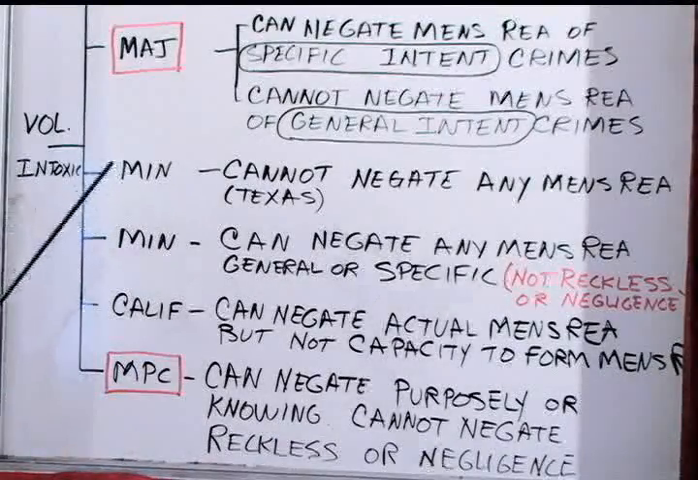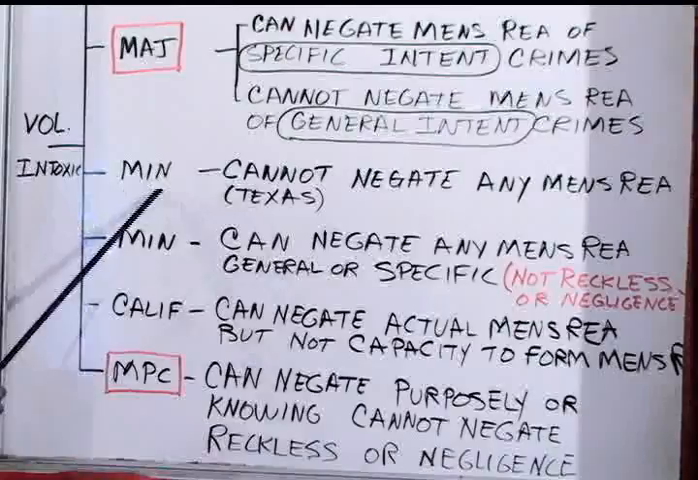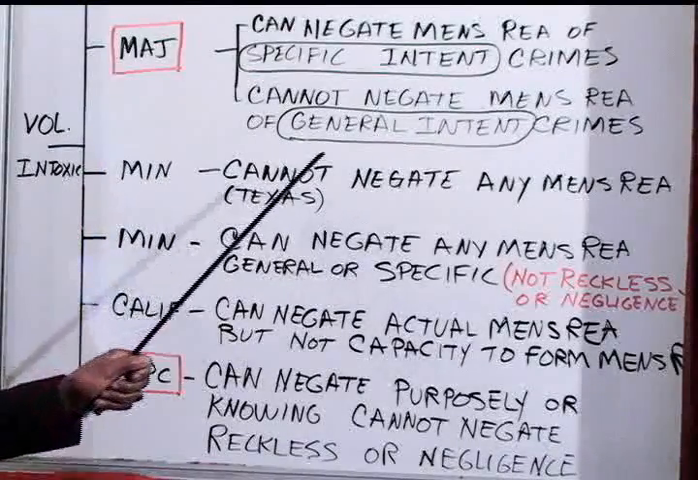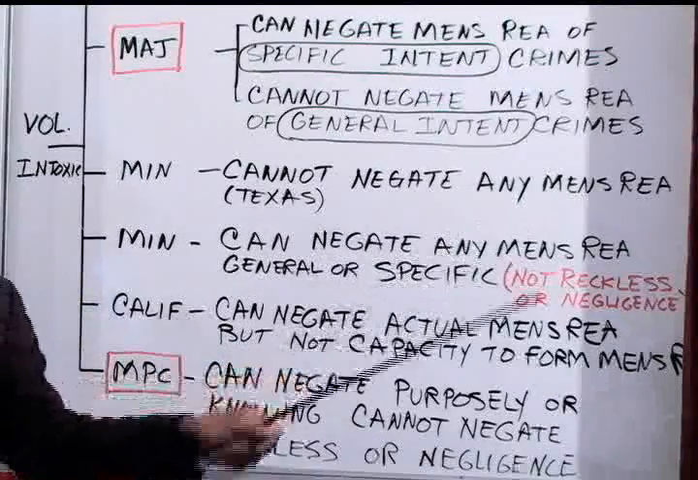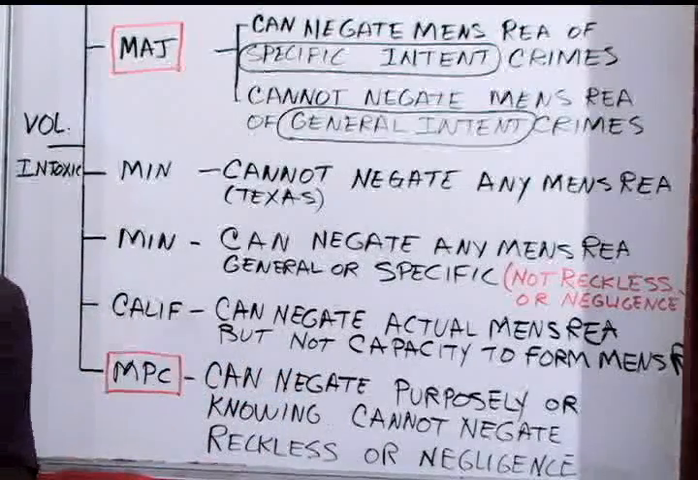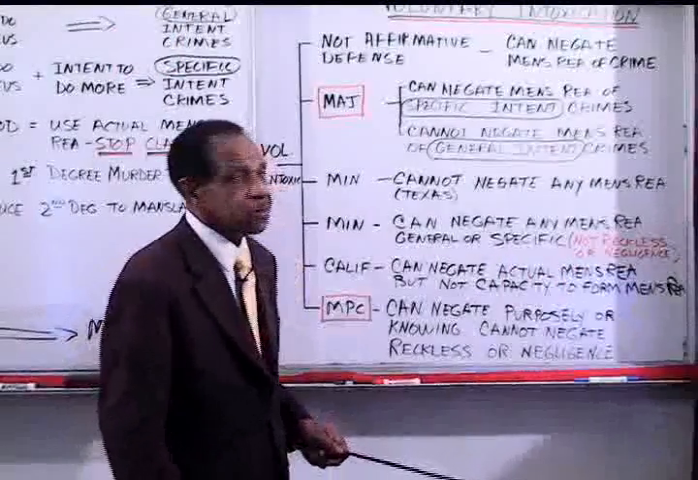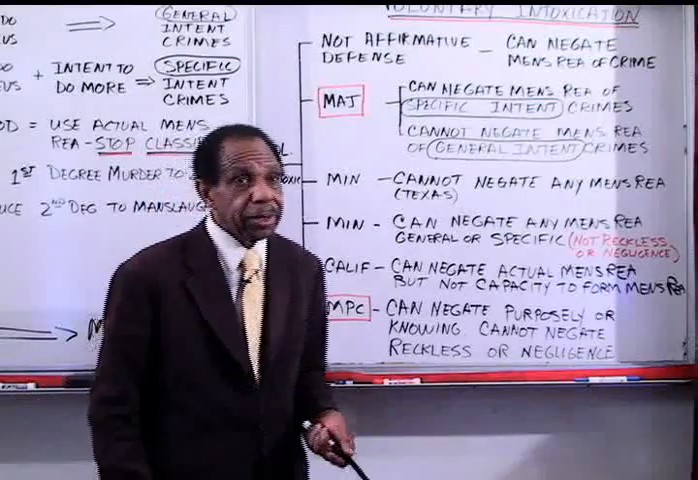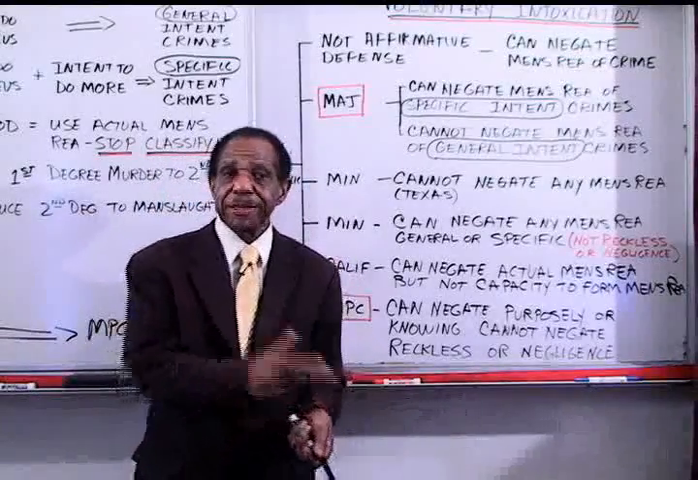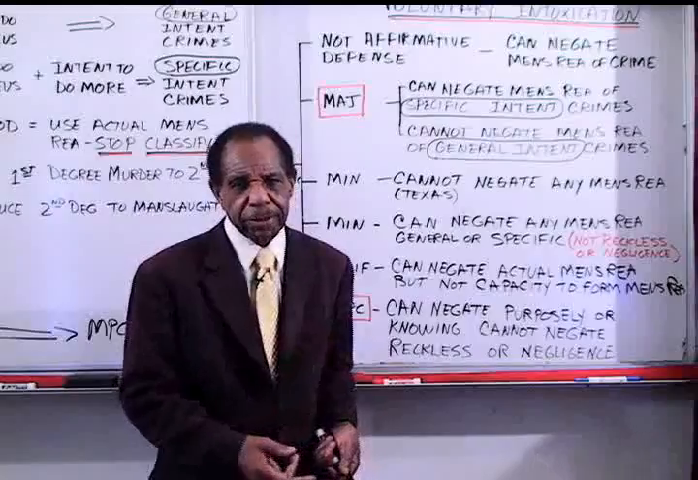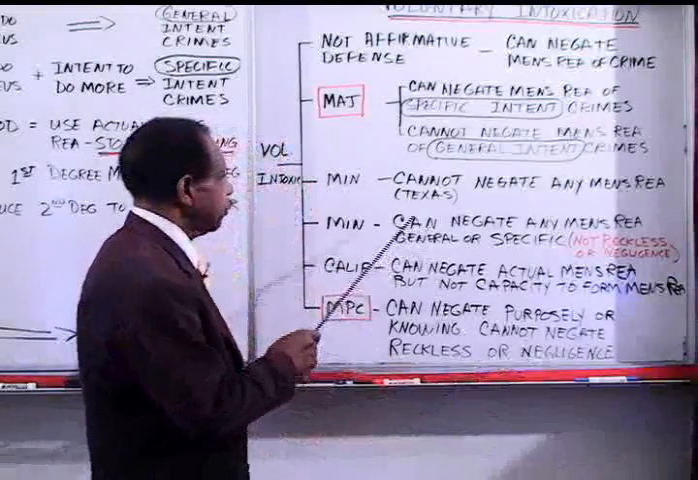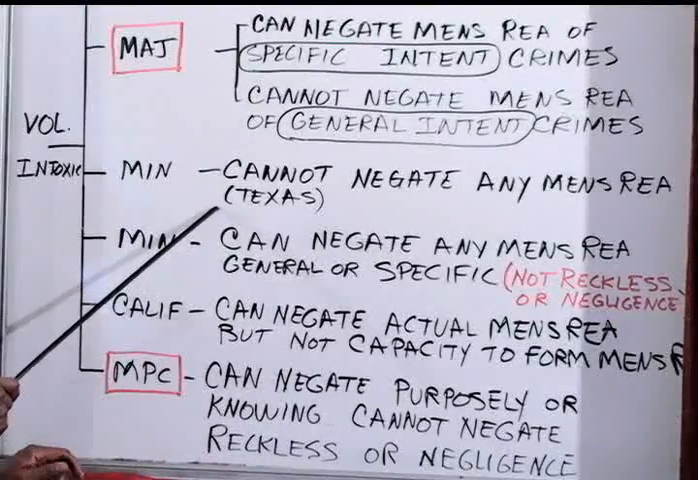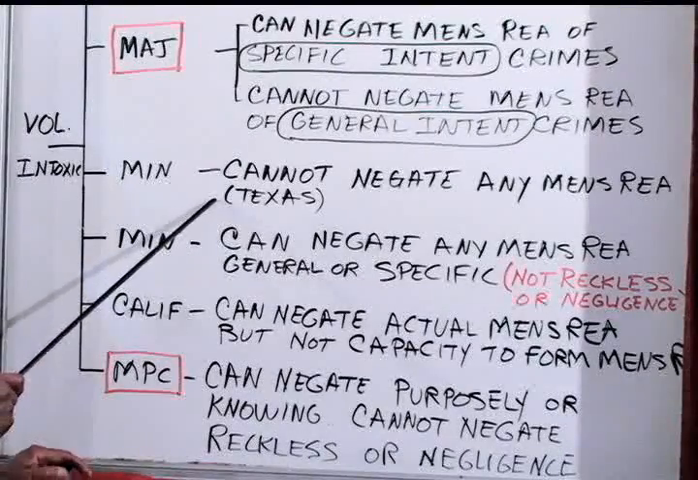Now, there are three minority positions. One minority position, the one in Texas, says that voluntary intoxication cannot negate any mens rea, neither the specific nor the general or any other mens rea. Voluntary intoxication doesn't get you anything in Texas. What it really does get, by the way, in Texas is that at sentencing time, the judge can take it into account at that time, but not till then. So one minority position is that voluntary intoxication will not negate any mens rea, neither specific nor general.